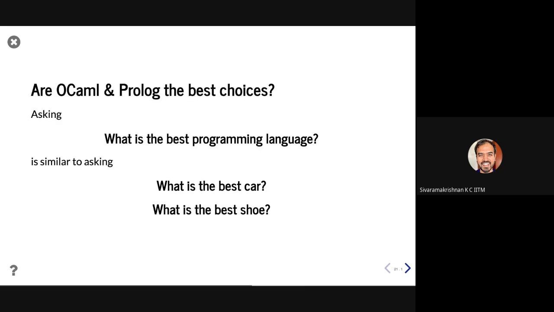So at this point, you might be asking, why am I asked to study these esoteric languages, OCaml and Prolog, right? Are they the best choices to teach this course? Why can't this course be taught in, say, Python? And my response would be that asking what is the best programming language for this course is like asking what is the best car, what is the best shoe, right? There is no one answer to these questions.